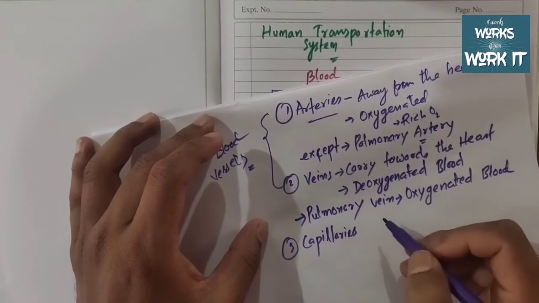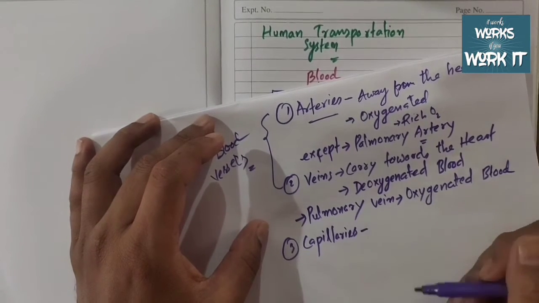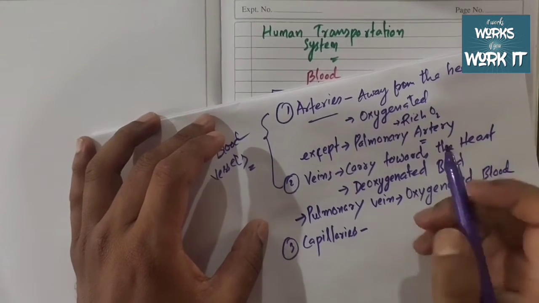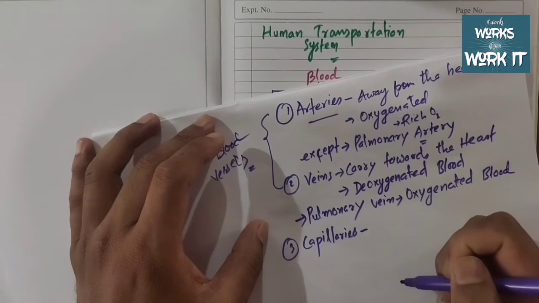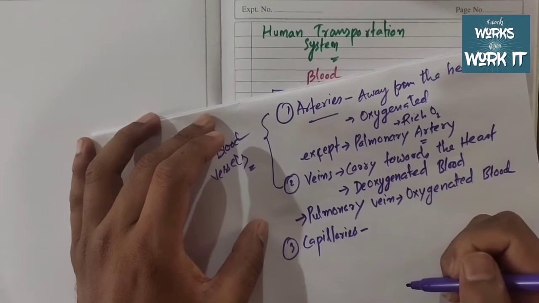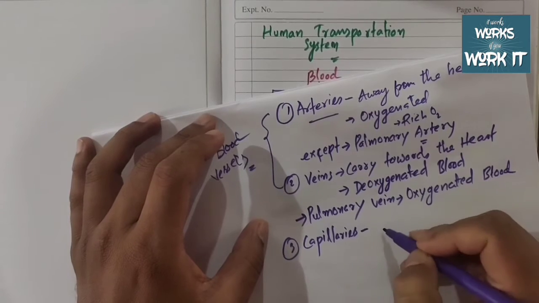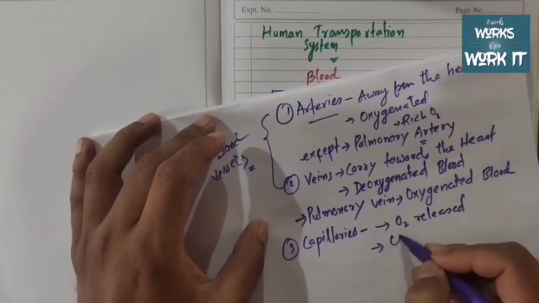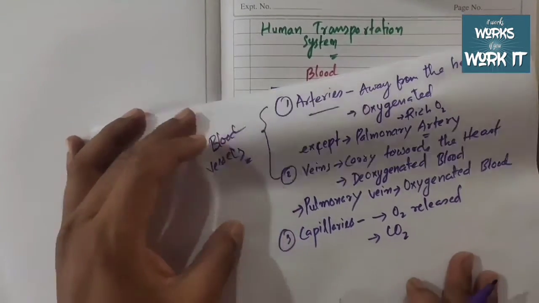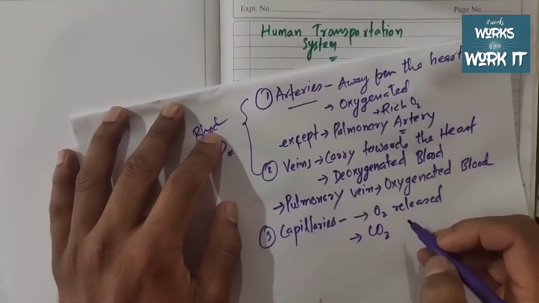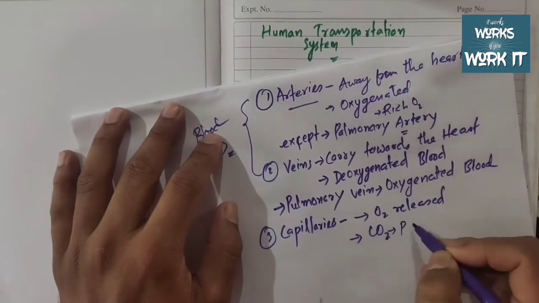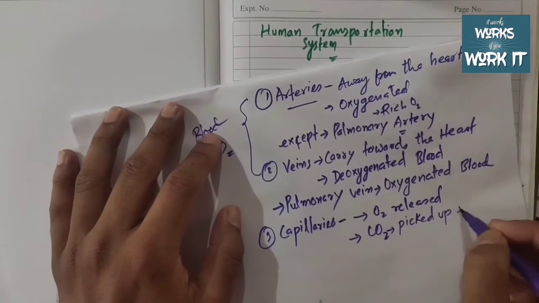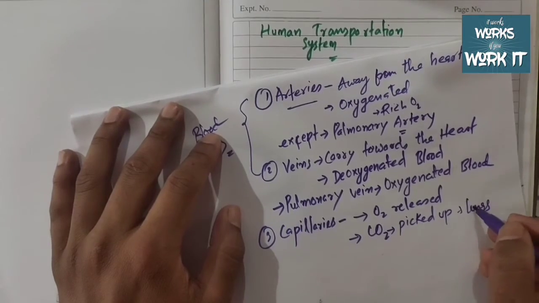The next part we need to know is the capillaries. We already covered capillaries in the respiratory system. They exchange gases. They release the oxygen, and then they pick up the carbon dioxide and send it towards the lungs for exhalation.